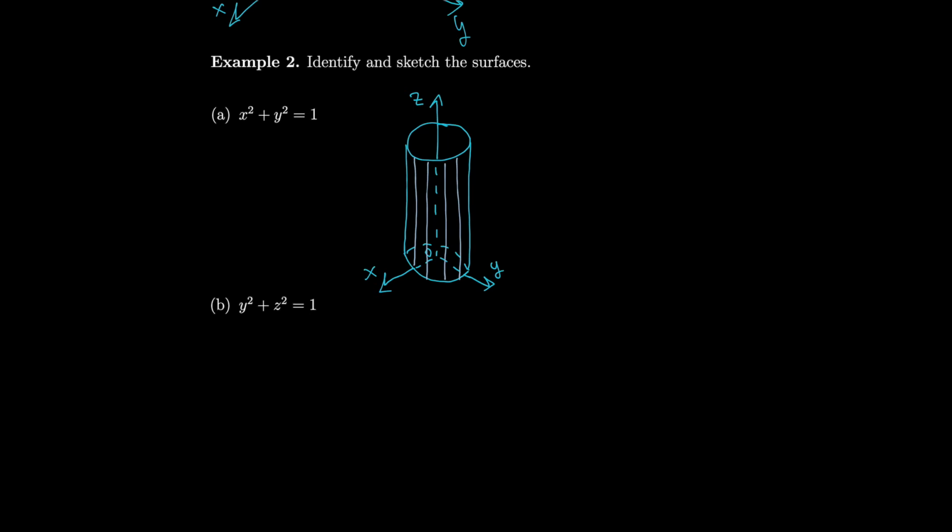Okay, so it's not built up of parabolas, it's built up out of circles, so this is a circular cylinder. Our radius is 1, because x squared plus y squared equals 1. And our axis in this case is the z-axis, because that was our omitted variable. So notice in the next one we're missing x. So we expect that our cylinder will be kind of built around the x-axis.